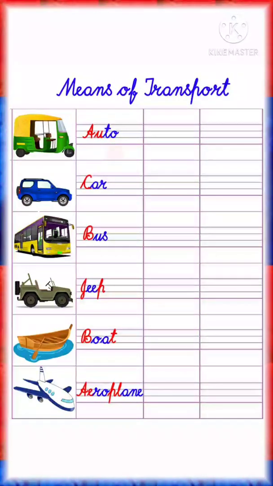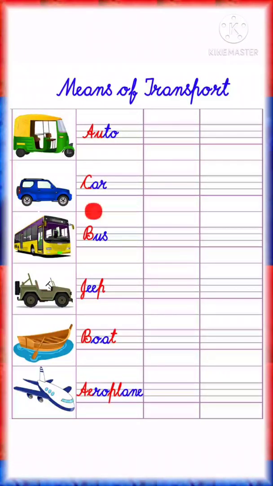Second means of transport is car. Car also moves on land, so it is called land transport. If you want to go for a long drive, you will use this vehicle. Children, spelling of car. C says K. A-R, car.